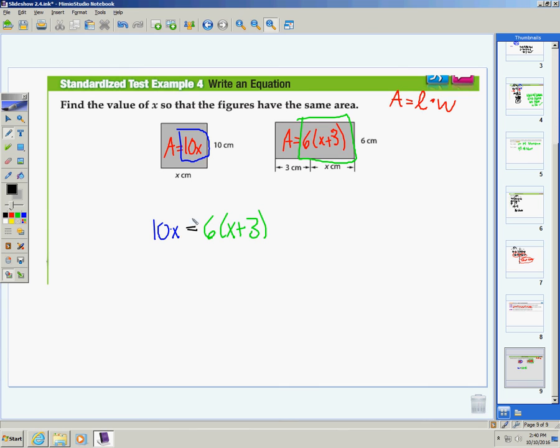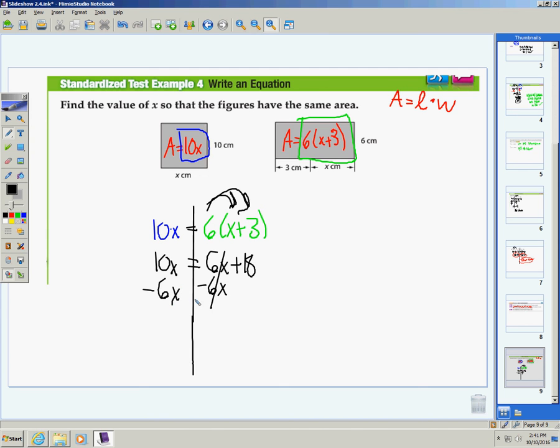The hardest part of any of these problems is setting them up. Once they're set up, solving equations is the easy part. I'm going to start by distributing on the right side. I get 10x equals 6x plus 18. And now I'm going to get my variable on the same side, so I'm going to subtract 6x from each side. 6x is canceled out on the right side.